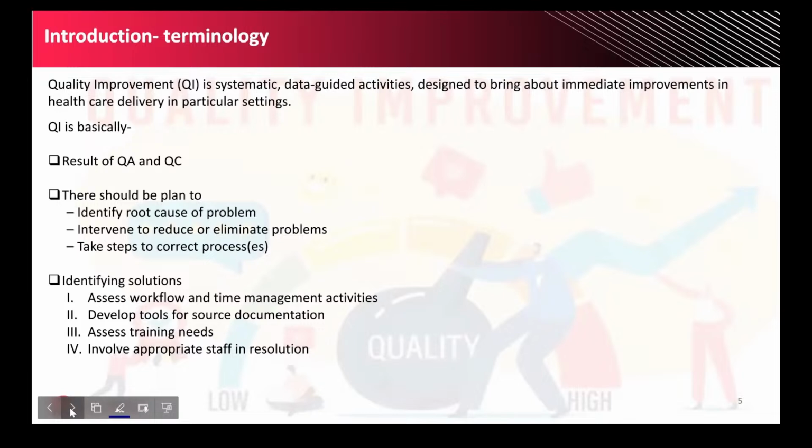Let's now understand certain terminologies, what each of these different terminologies mean generally in the industry. The first one is quality improvement. Now, we've already dealt with quality management, quality assurance, quality control. Quality improvement is systematic, data-guided activities. And as the name suggests, they are designed to bring immediate improvements in the overall activities that are being performed to deliver healthcare. And usually these improvements will be a result of your assurance and control.